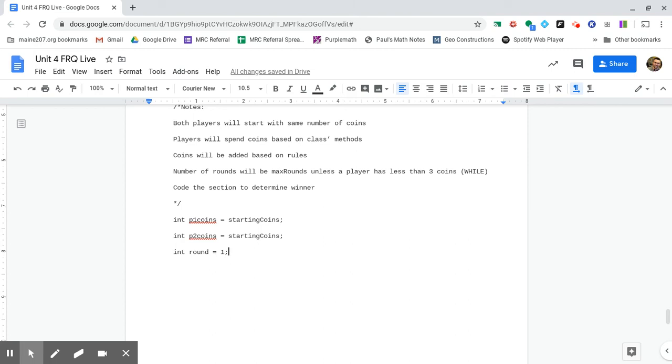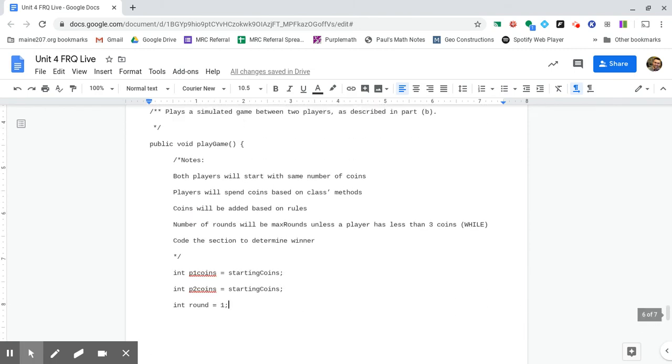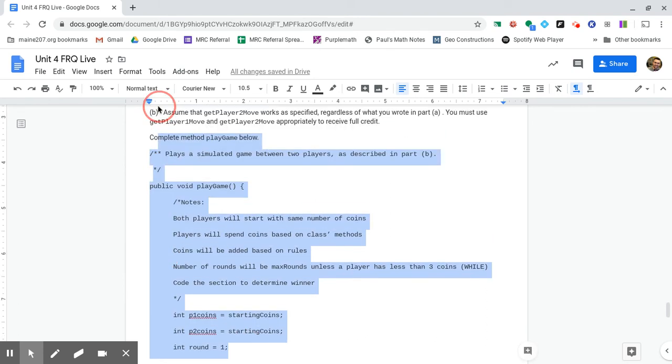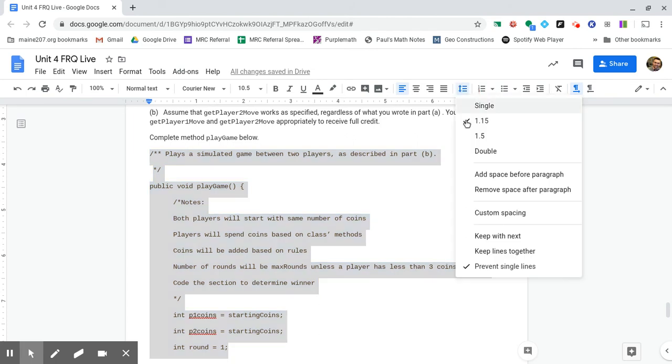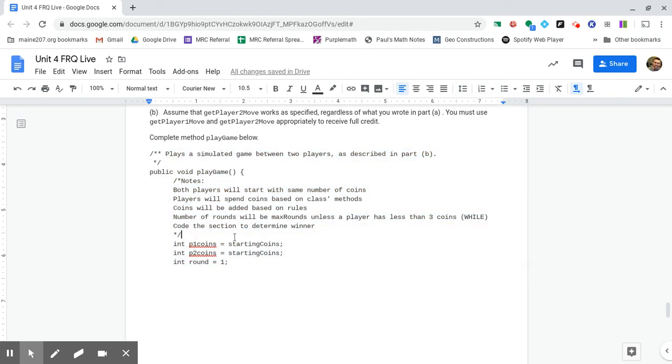The next thing I was thinking about, and actually let me see if I can do this. I really don't like the spacing on this. Okay. So I'll just do some double returns when I need to.